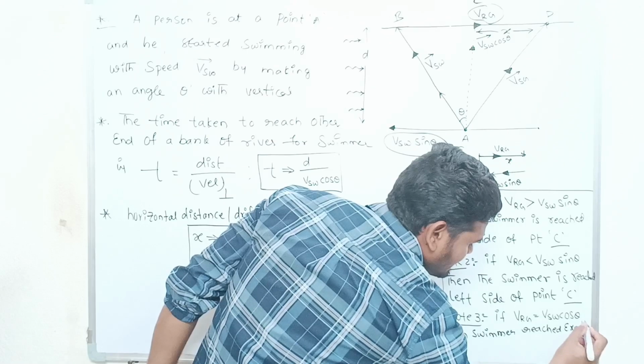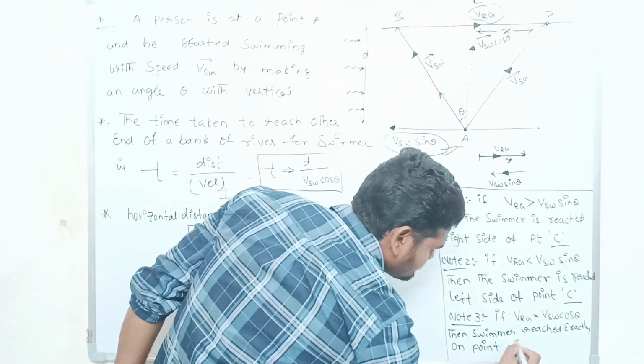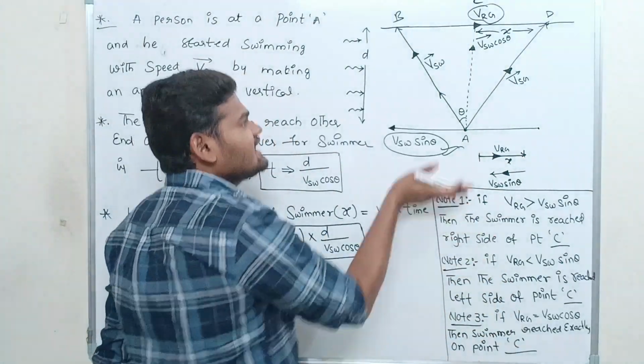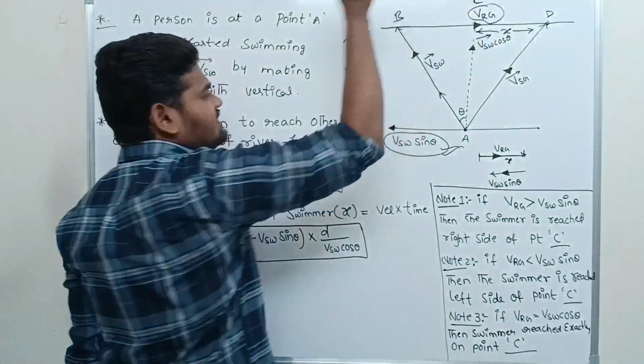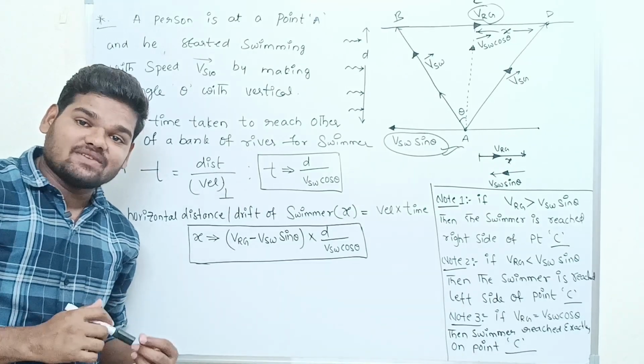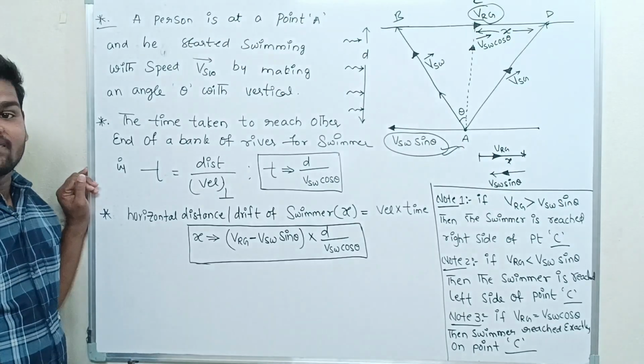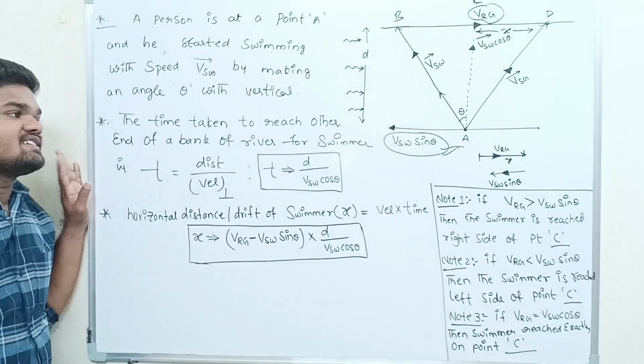The swimmer reaches exactly on point C. So he directly reaches the point C. Okay. Any difficulties there? Any problem? Right. So pause the video and write the notes.